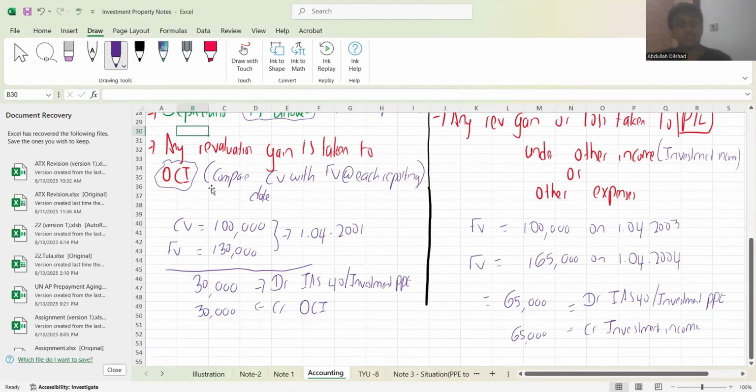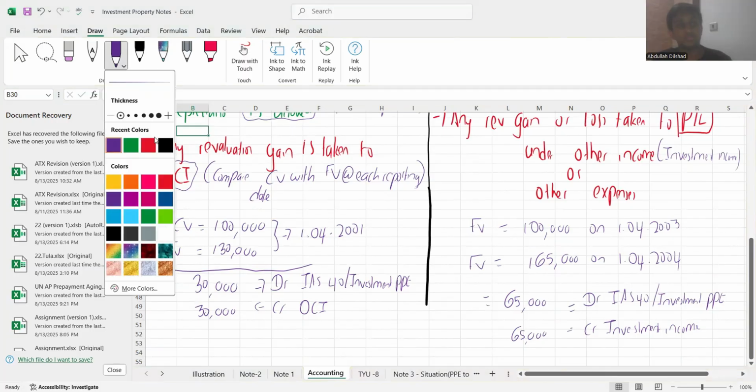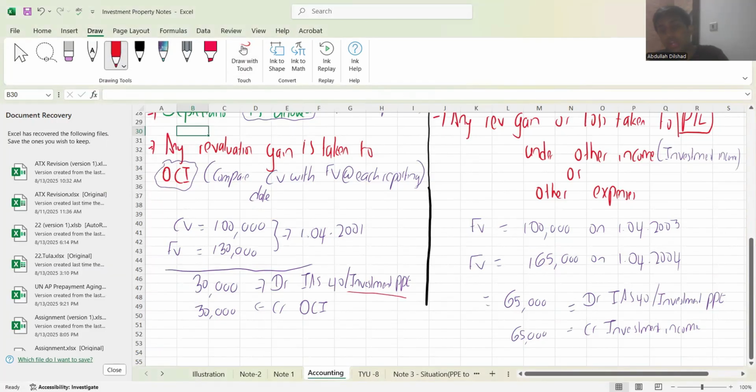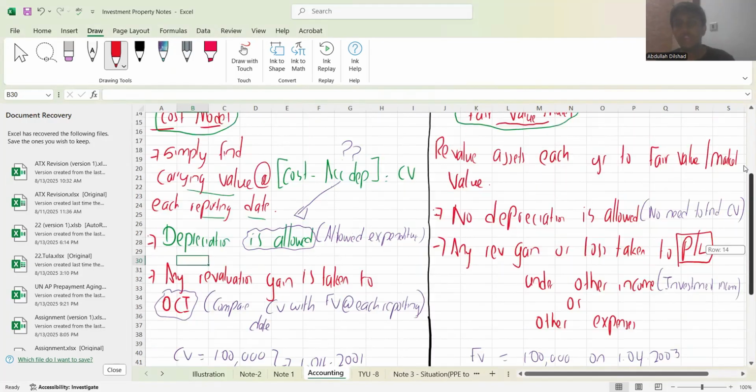This is how you are supposed to show in your presentation, right? This is how we differentiate in terms of recognizing whether it's an IAS 16 asset or whether it's an investment related asset. Since this is related to investment, we are showing it under IAS 40. Okay. Now, moving into the best part.